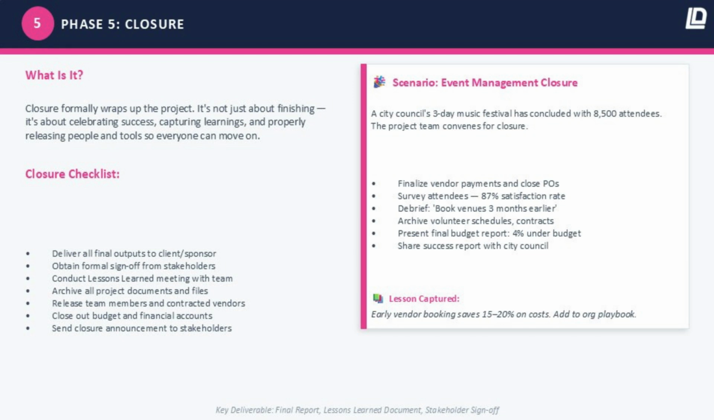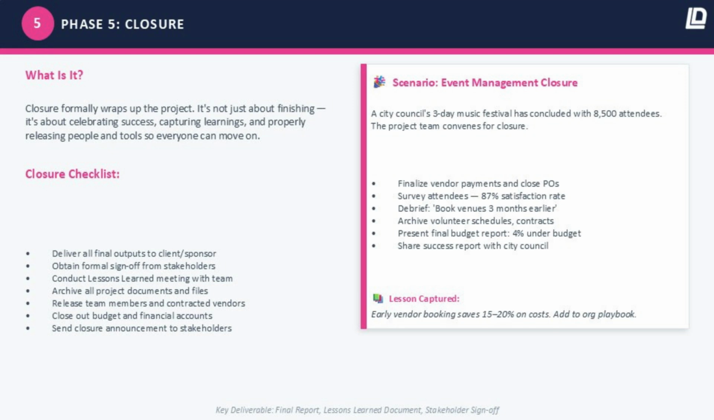The full project team gathered for a debrief session where someone surfaced the most important lesson of the project: "We should book venues 3 months earlier. We almost lost the main stage to a competing event." All volunteer schedules and contracts were archived. A final budget report was presented to the city council. The project came in 4% under budget. And the formal success report was sent to all stakeholders, closing the loop on every commitment made during initiation.